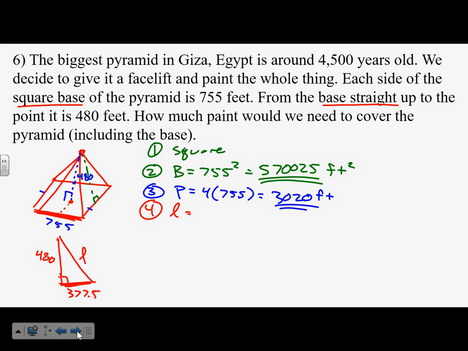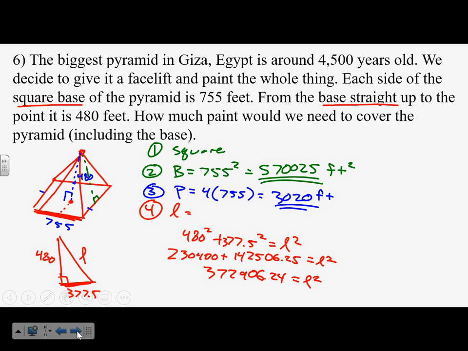And then we need to find the slant height. So we have 480 squared plus 377.5 squared is equal to L squared. 480 squared is 230,400. 377.5 squared is 142,506.25. Add those together. And I know these are really big numbers, but it's just buttons in your calculator, so don't be too intimidated by that.